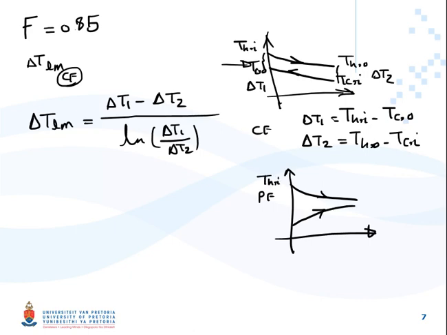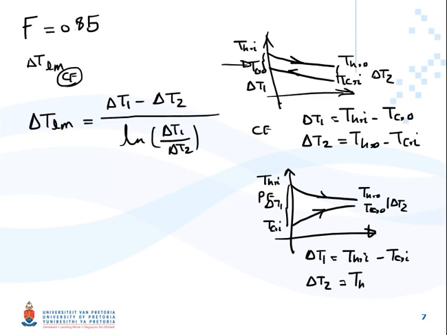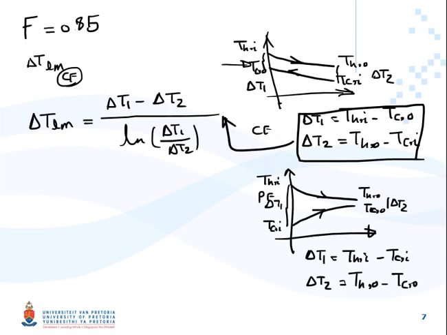Thi, Tci, Tho, Tco. This is delta T1 and this is delta T2. For parallel flow, delta T1 is equal to the inlet temperature of hot fluid minus the inlet temperature of cold fluid, and delta T2 is equal to the outlet temperature of hot fluid minus the outlet temperature of cold fluid. Okay, so we know that it is a counterflow, so this is the one we are going to deal with. Just put it here.